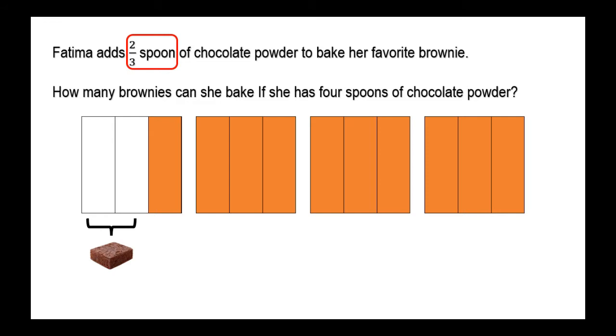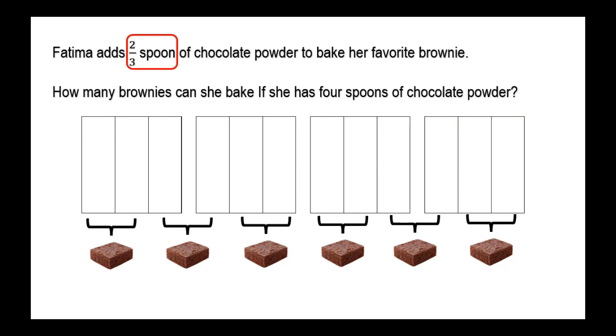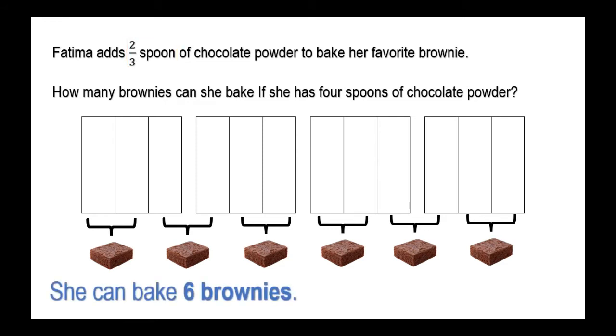So this is how she will be consuming her chocolate powder. She has consumed 2/3 of a spoon for the first brownie. She will use the second 2/3 part of the 4 wholes for the second brownie. Similarly, she will do like this. So you can see that if she keeps on using 2/3 of a spoon and if she has 4 spoons of chocolate powder, she has a total of 6 brownies.